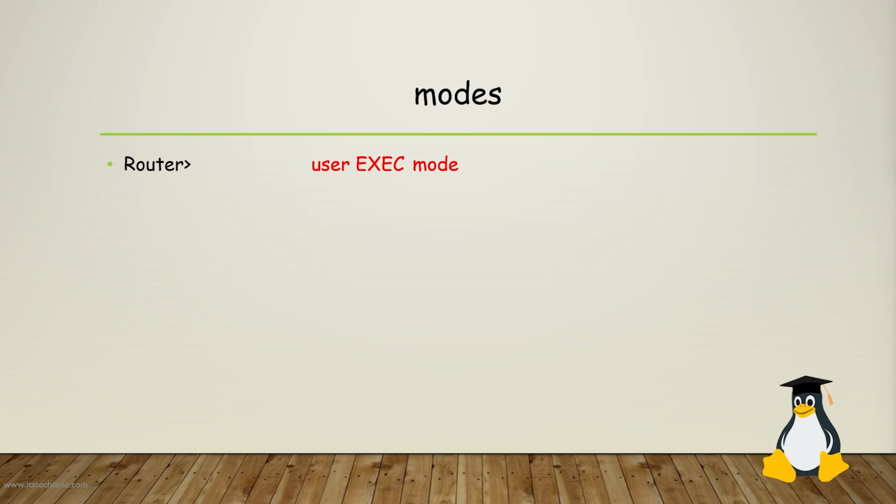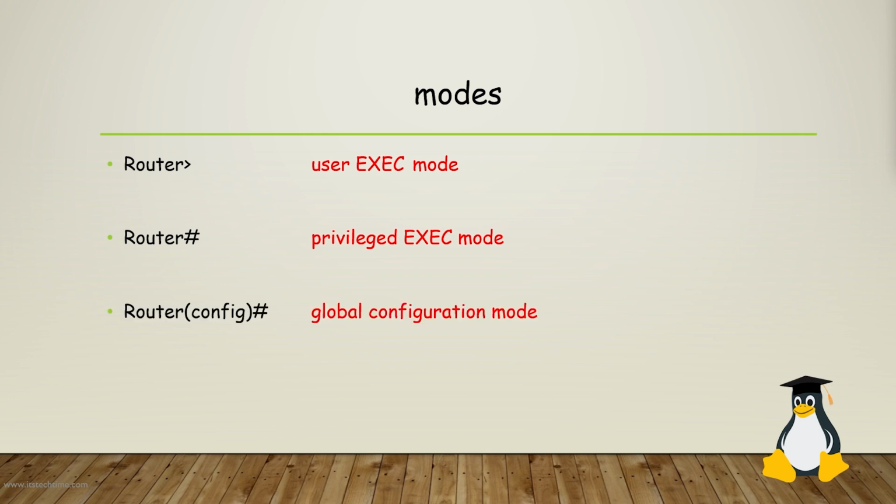So the different modes we've covered is first the user exec mode, as demonstrated by the greater than sign in front of the host name. The next is privilege exec mode, where you now have a pound or hashtag at the end of the host name. Then you have the global configuration mode, where you have the word config in between the host name and the hashtag.